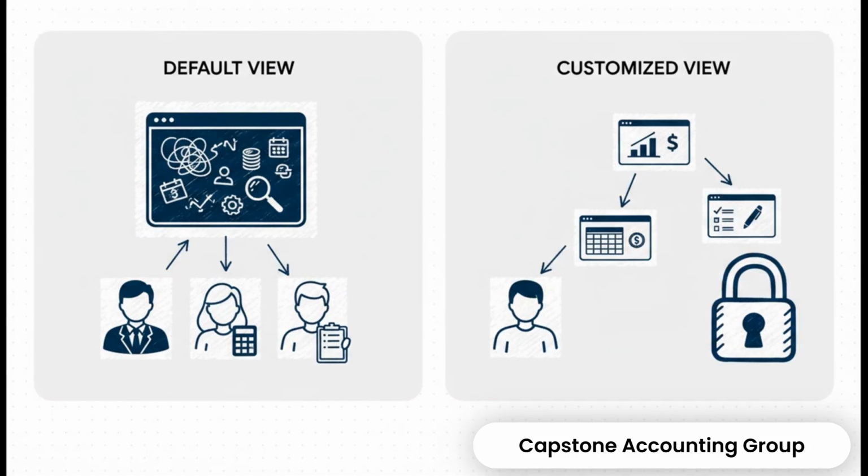And this right here just spells it out perfectly. The default view is kind of one size fits all. Everybody sees everything. But a customized view that's tailored to a specific job. For example, does your employee in accounts payable really need to see all the payroll details? Probably not, right? So you can just hide it for them. It makes their workflow way more efficient and, more importantly, a whole lot more secure.